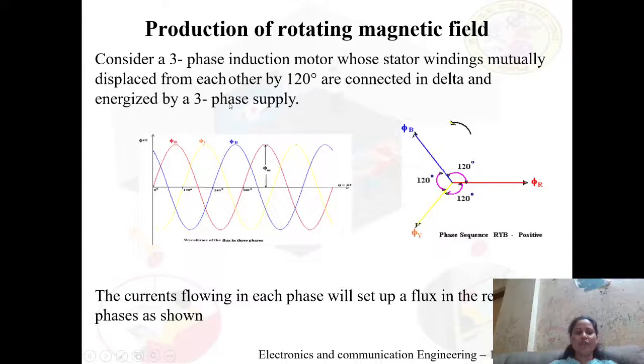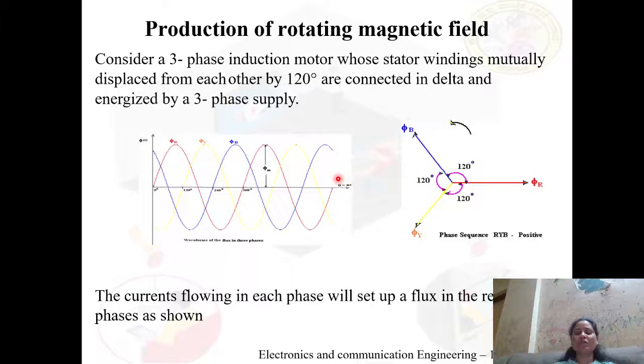Okay, so we know that in three-phase induction motor, the stator has three windings, which may be connected either in star or delta form, and the windings will be displaced from each other by 120 degree. Whenever we pass the current through the winding, the current flowing through each winding will produce flux, and the flux produced in each winding will have 120 degree phase shift. So this is the diagram which indicates the phase shift between the fluxes produced in each phase.